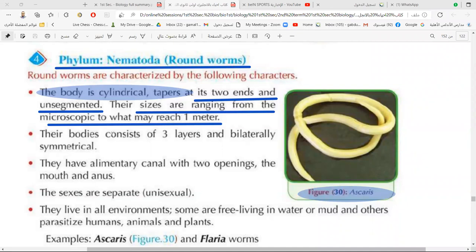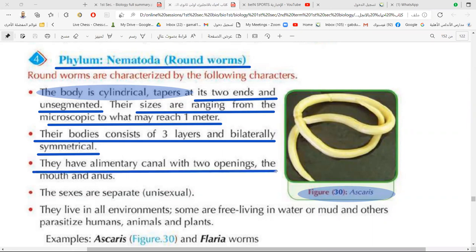Their bodies consist of three layers and they are also bilaterally symmetrical. You can divide them into two equal halves. They have an alimentary canal, or digestive canal, with two openings, one for the mouth and one for the anus. You have the mouth opening here and the anus opening here. So the digestive system has a digestive canal with two ends.